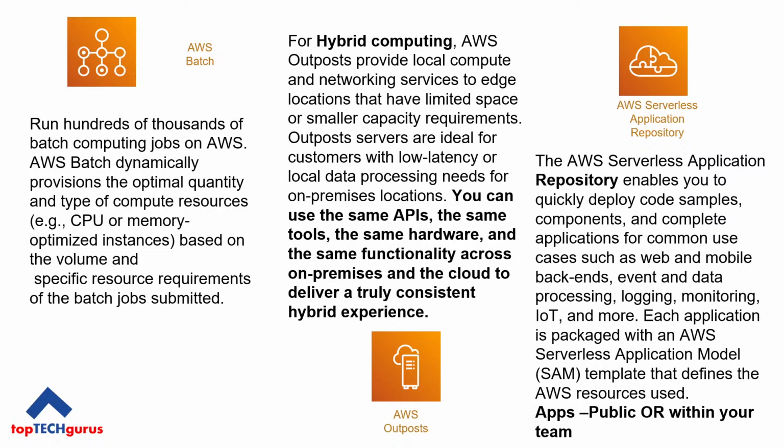The SAM model template defines what AWS resources you use. Do you use an S3 bucket? Do you use a DynamoDB? What type of DynamoDB do you have? What type of connection parameters do you use? If it's an S3 bucket, what bucket do you use? What IAM roles do you actually use so that you will get access to that? Those are specified in your SAM template.